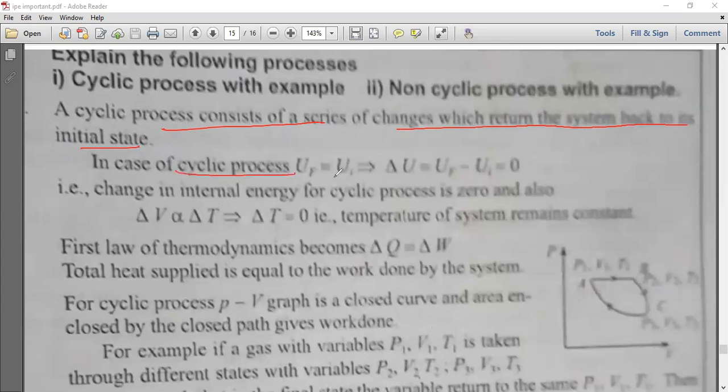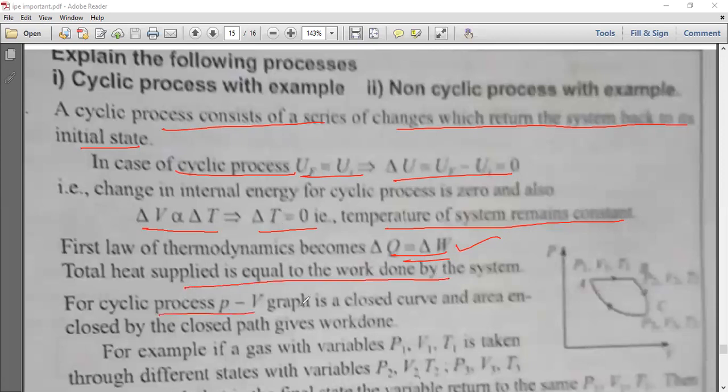In cyclic process, UF is equal to UI, so delta U is 0, and therefore delta U is directly proportional to delta T, and delta T is 0, so the temperature of the system remains constant. So delta Q is equal to delta U plus delta W. As delta U is 0, delta Q is equal to delta W, and therefore total heat supplied is equal to work done. And for cyclic process, the PV graph is a closed curve like this.